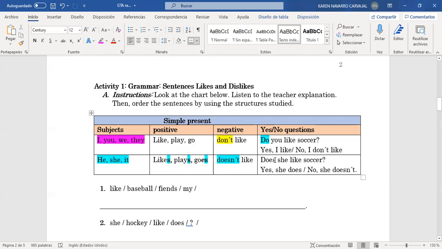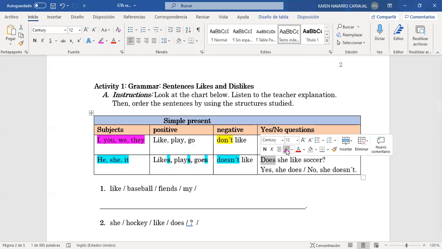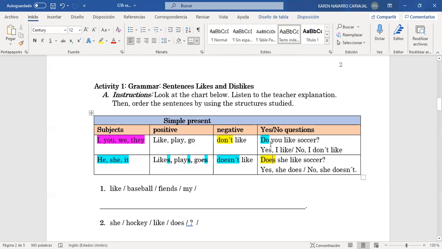Now, with the singular, we have does. Look at the difference, right? We are not using do, but does. Does she like soccer? And notice, we didn't use any S right here. We didn't add the S. Why? Because we are using does, and it already states that this question is in the simple present.